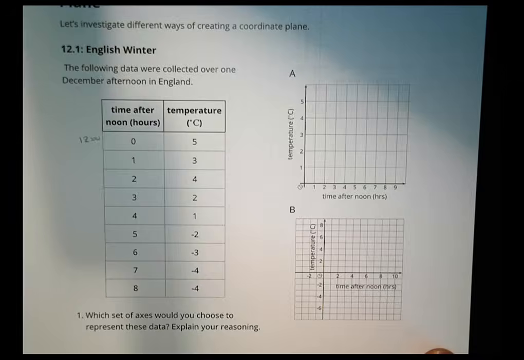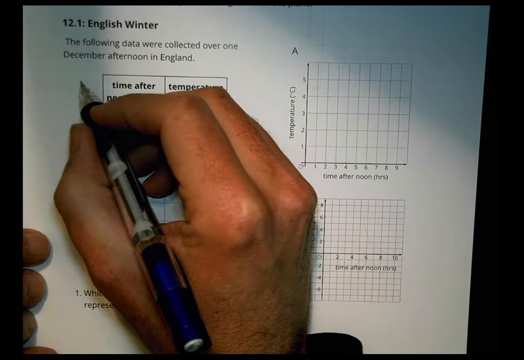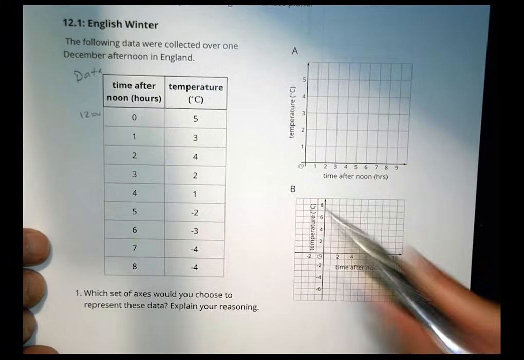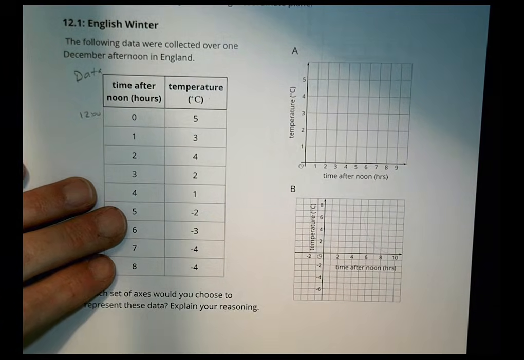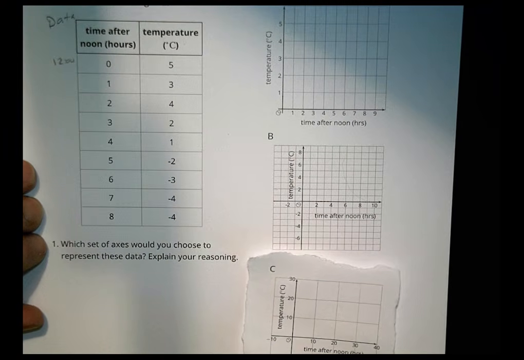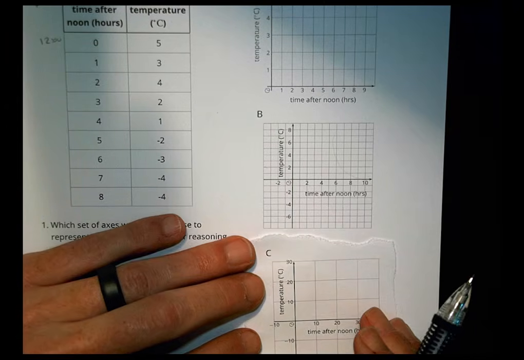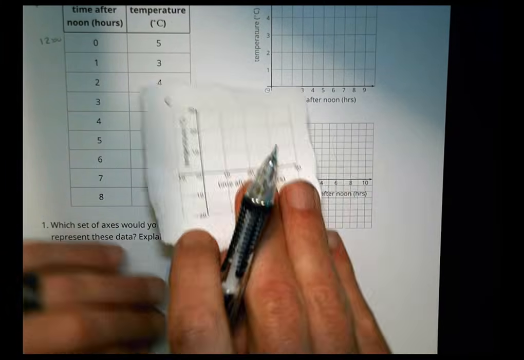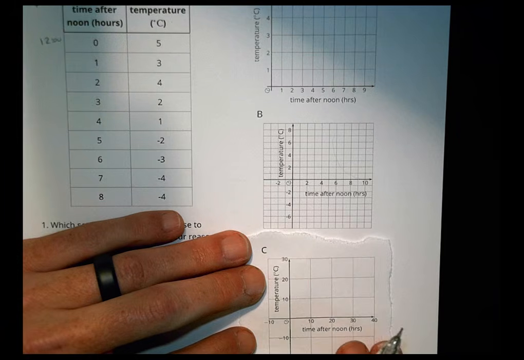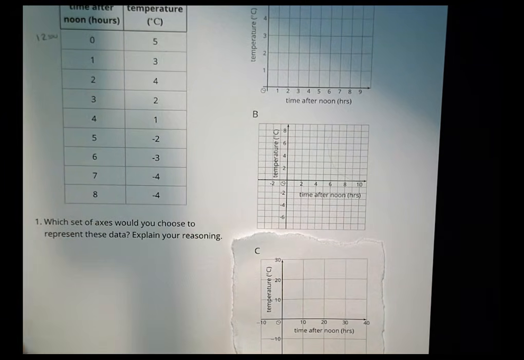The first question it wants us to consider says, which set of axes would you choose to represent these data? So knowing that this is the data we're talking about, it wants to know which one of these axes, A, B, and also C, would you use to represent this data? My C was on a different page, so I just ripped it off and put it on here so you can see what we're talking about, A, B, and C. Which one would you use? And I want you to explain your reasoning.